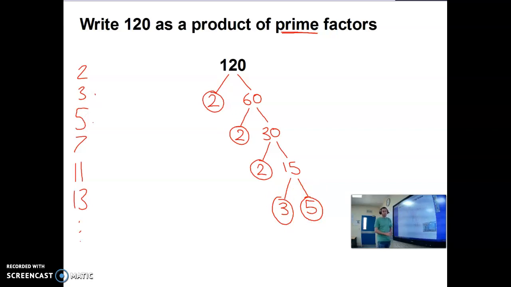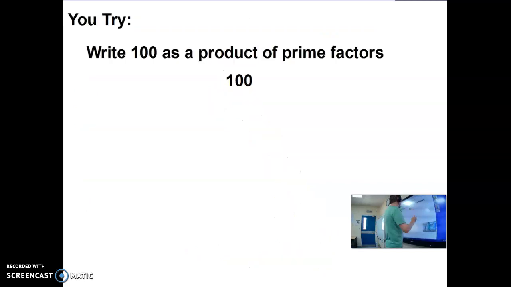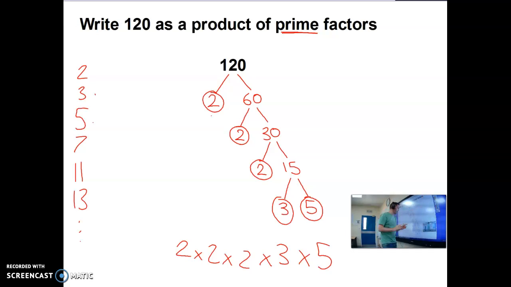So 120 as a product of prime factors we can write as 2 times 2 times 2 times 3 times 5. That is 120 written as a product of prime factors. One little thing I want to add to that is this is a correct answer. There is nothing wrong with that.